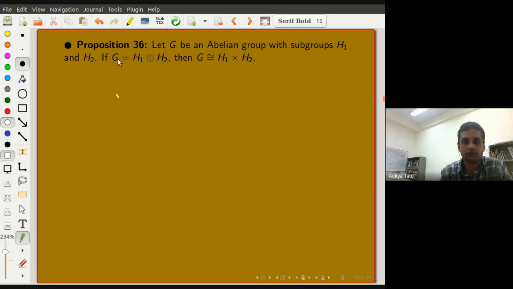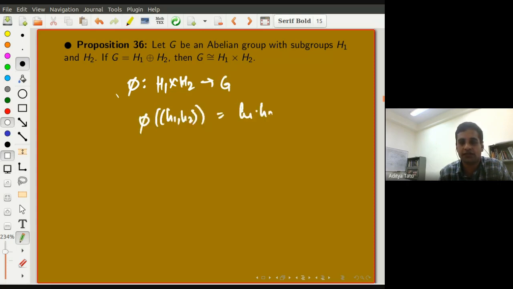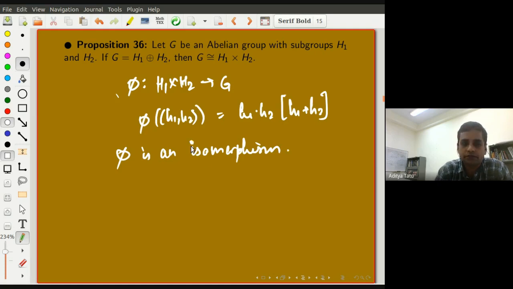That is the part where we showed that phi from H1 cross H2 to G, defined by phi(h1, h2) equals h1 times h2, or h1 plus h2, is an isomorphism. So this we have already done. Okay, so let's move ahead.